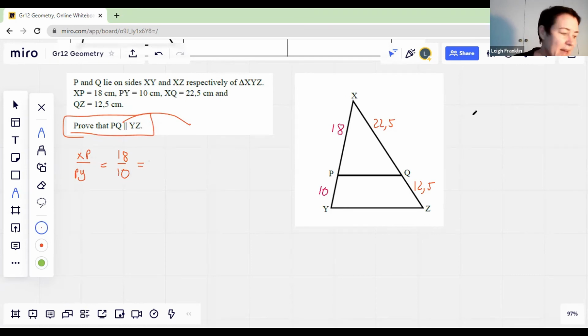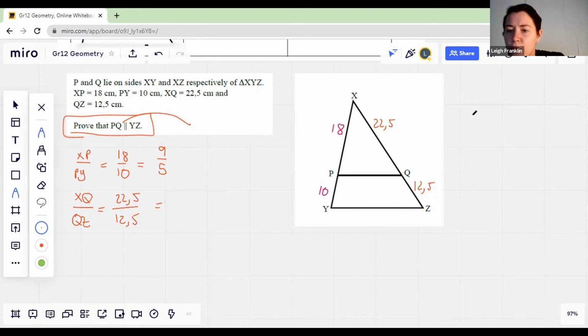I'm going to simplify that. 18 over 10 simplified? 9 over 2? Over 5. 9 over 5. Now, hang on, divide them both. Oh, of course. Sorry, 9 over 5. Thank you, quite right. Excellent. Now, separately, I'm going to say XQ over QZ is equal to 22.5 over 12.5. And what's it equal to? Put in the value, says Chad. There we go. 9 over 5.